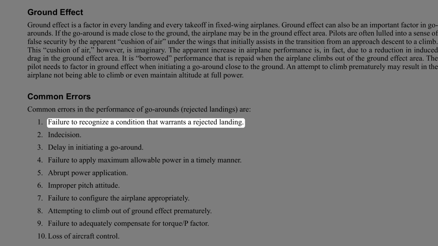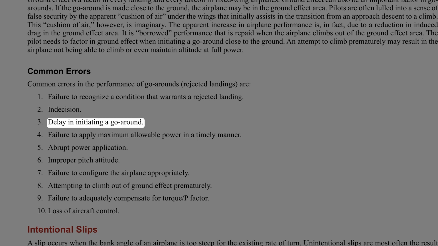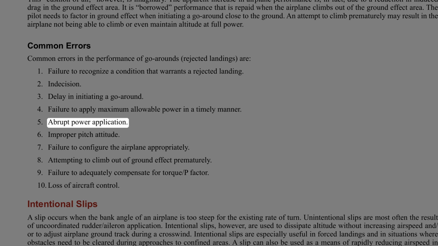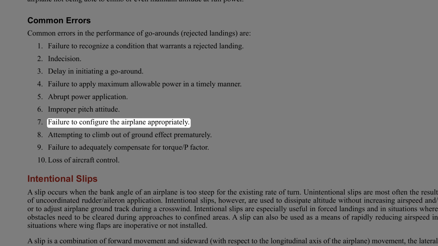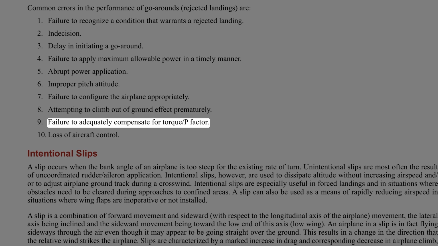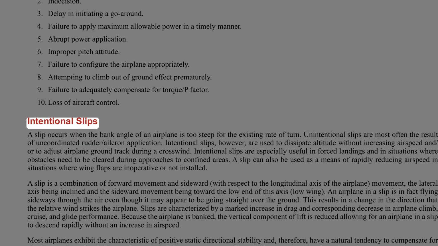Common errors. Common errors in the performance of go-arounds, rejected landings, are: failure to recognize a condition that warrants a rejected landing, indecision, delay in initiating a go-around, failure to apply maximum allowable power in a timely manner, abrupt power application, improper pitch attitude, failure to configure the airplane appropriately, attempting to climb out of ground effect prematurely, failure to adequately compensate for torque and P-factor, and loss of aircraft control.